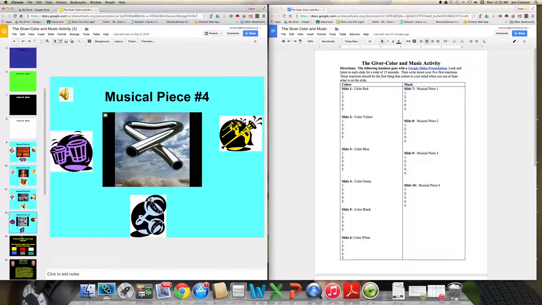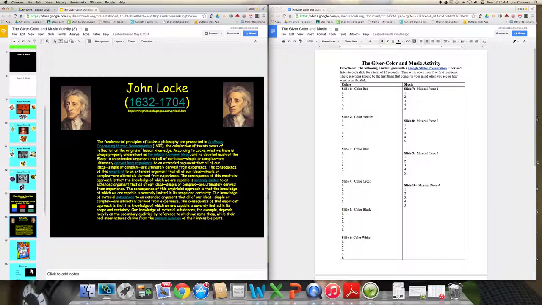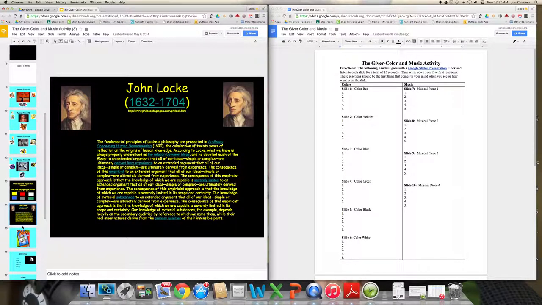So then we explore the next step as to why. Where did some of the ideas originate, and how does this relate to the giver? We talk a little bit about philosopher John Locke, and how he had this idea of something called tabula rasa, which is no innate ideas, and the fact that we are just a blank slate, and through our lives, as we gain experience and knowledge and concepts, we fill our slate up with all these things, and each concept relies upon another.